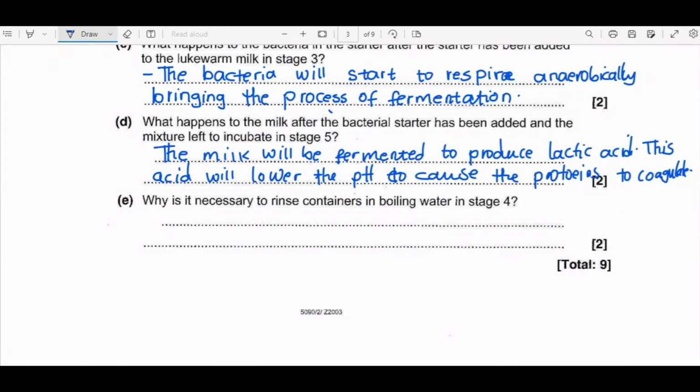Then question E, why is it necessary to rinse containers in boiling water in stage 4? So we can say, to kill the harmful bacteria and prevent them from growing.